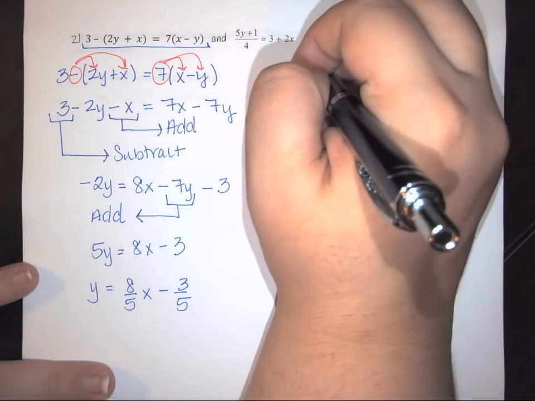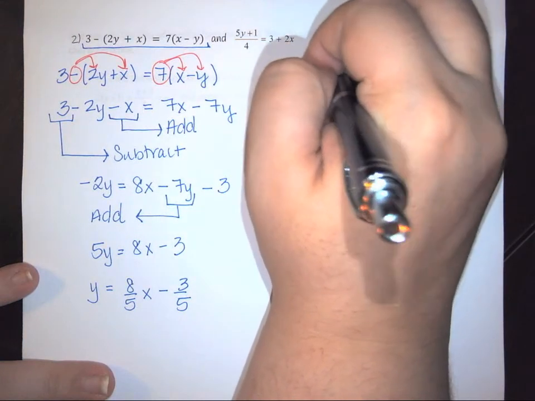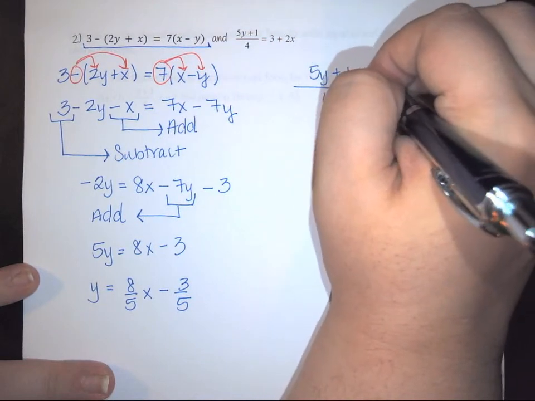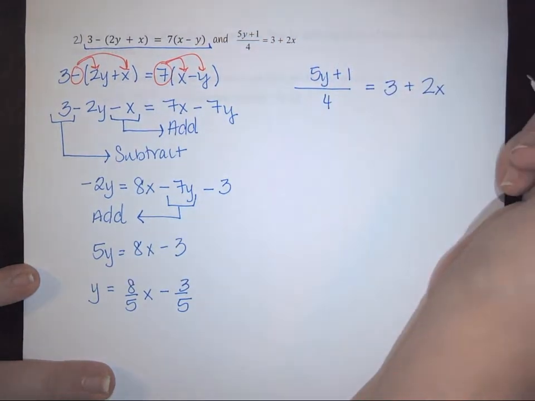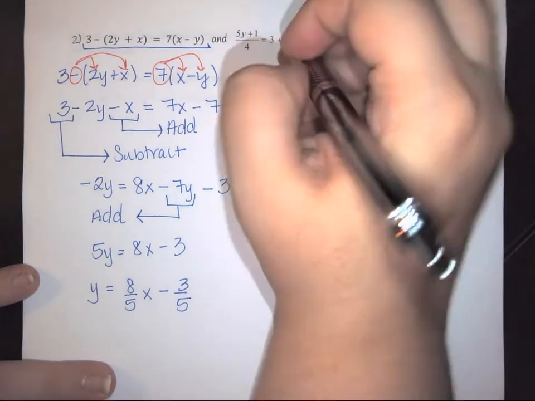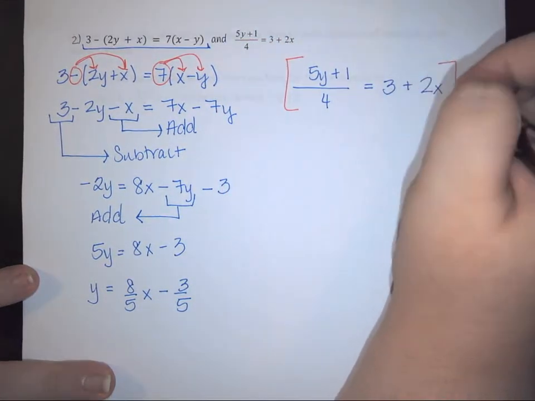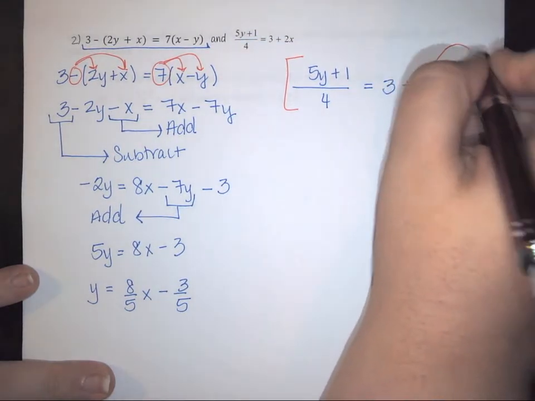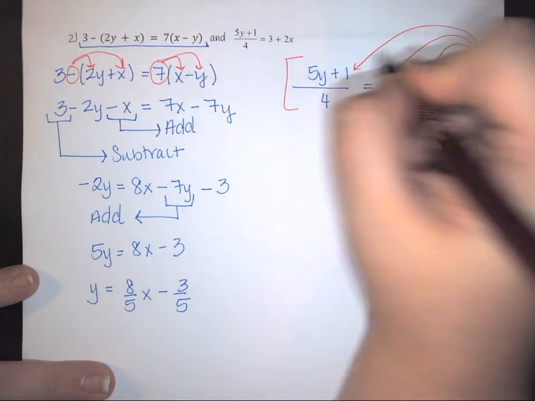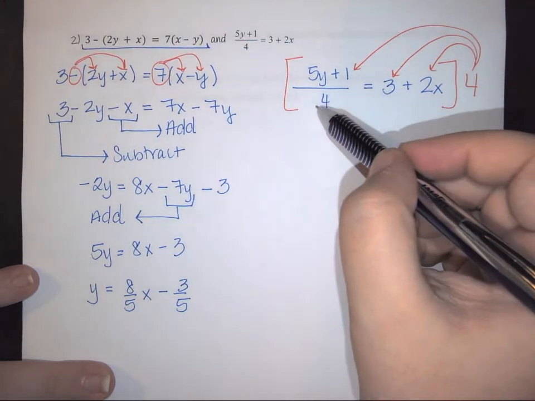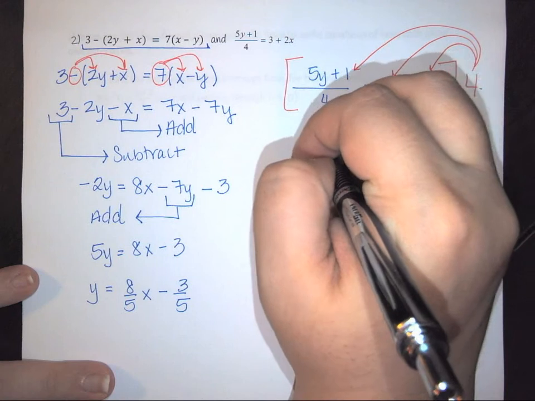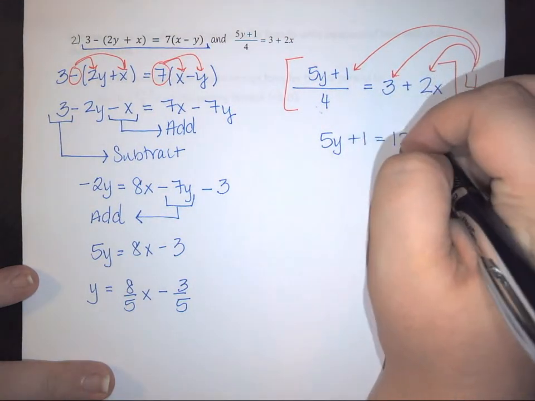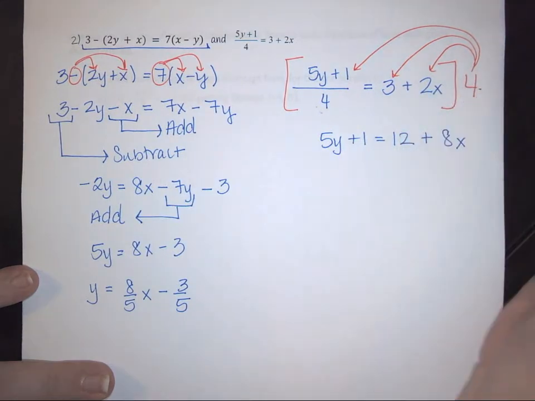So my second equation says I have 5y plus 1 all over 4 is equal to 3 plus 2x. The first thing I want to do is get rid of my fraction here, so I'm going to multiply everything by 4, which says the 4 has to go to all parts. 4 over 4 is going to cancel and leave me with 5y plus 1. 4 times 3 is 12. 4 times 2 is 8.